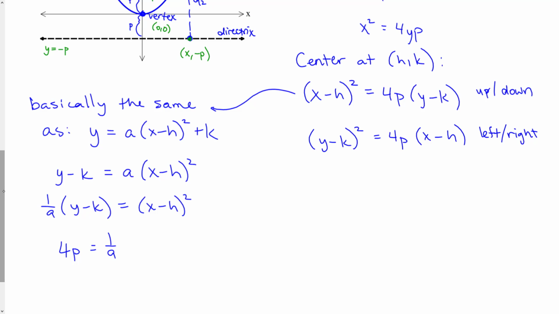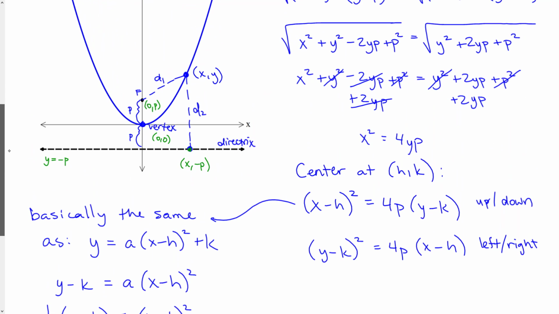Now, what's nice about the form we have, with the 4 times p, is that the value p is used in locating the focus and the directrix, if you know where the vertex is. So that's helpful. Another thing is you can tell how wide the parabola is by using this line right here, the line that is parallel to the directrix and passing through the focus. This is called the latus rectum.